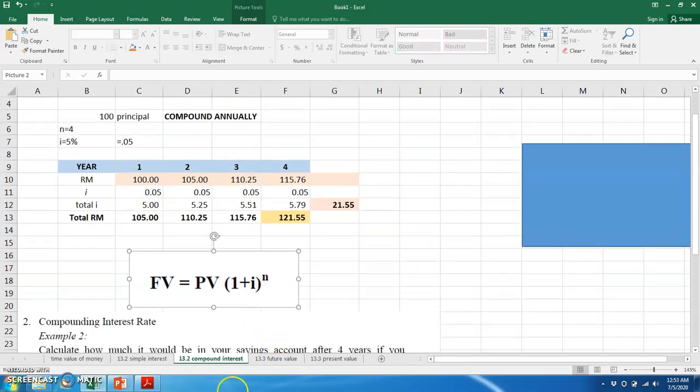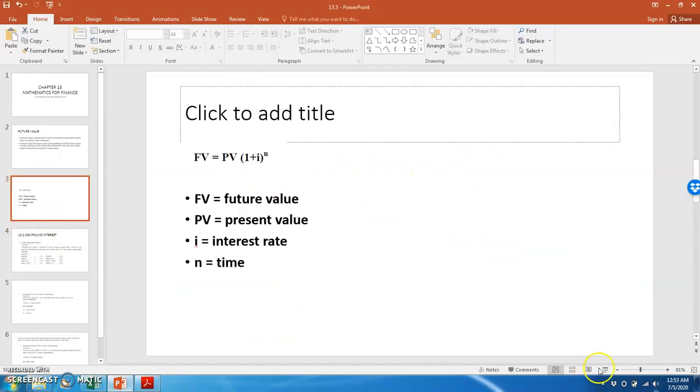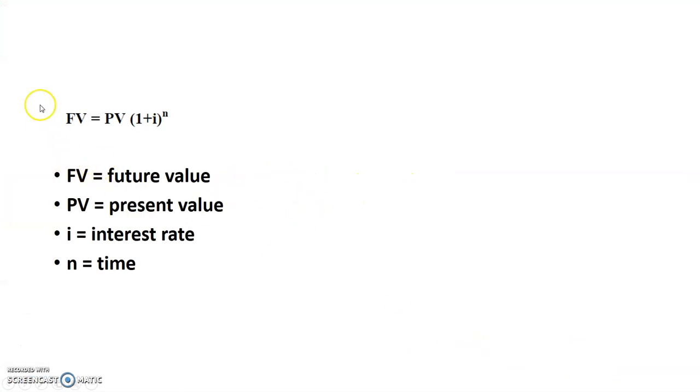But for the future value, this is the formula. Future value equals present value times the bracket 1 plus i, to the power of n. Future value is the value of money in the future. Present value is the value of the money now. i is the interest rate and n is time. You need to remember the keywords. You need to check what the question wants.